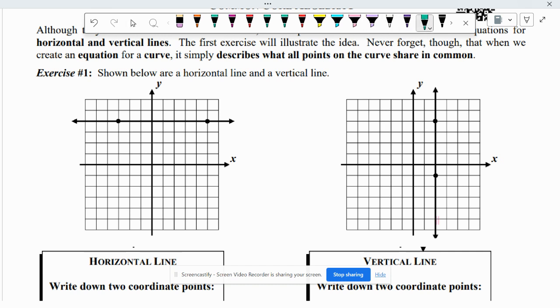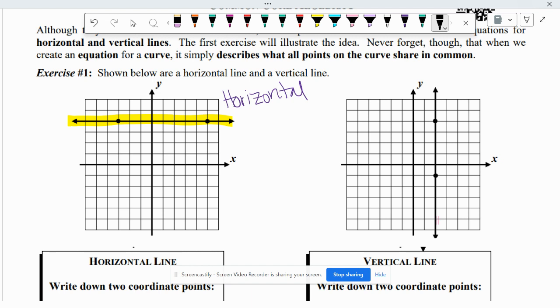Okay, so when I look at these two graphs, which one is horizontal? The first one. I'm going to highlight it so you can see it. This is a horizontal line. So I want to ask you, where does that graph cross the x-axis? It doesn't. What axis does it cross? It crosses the y-axis. So that means that it doesn't matter what the value of x is. It only matters what the value of y is. What is our y? 4.